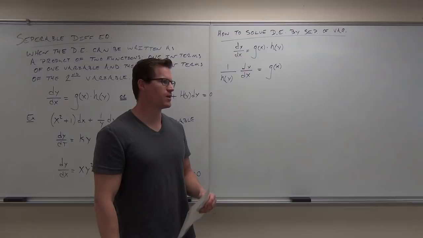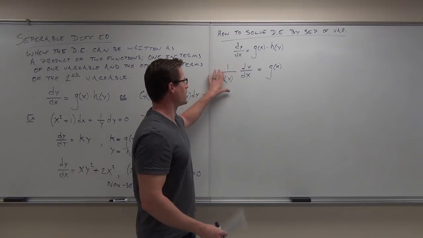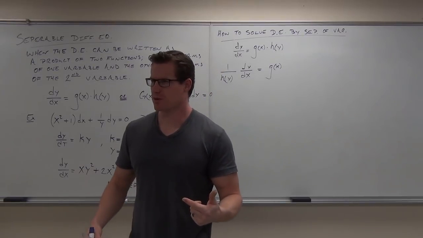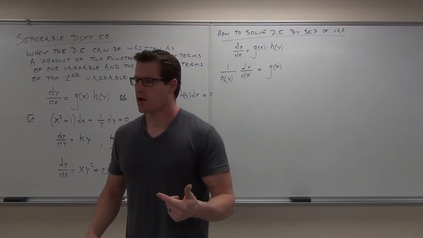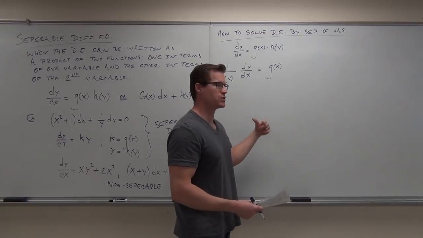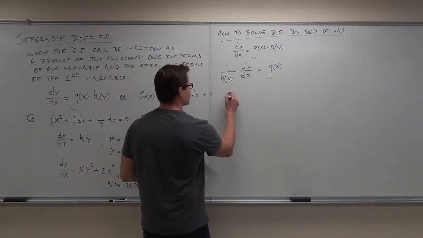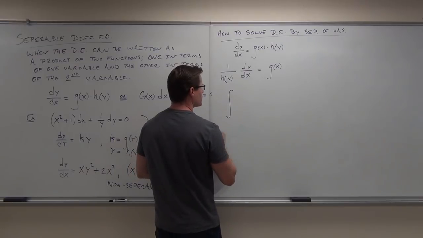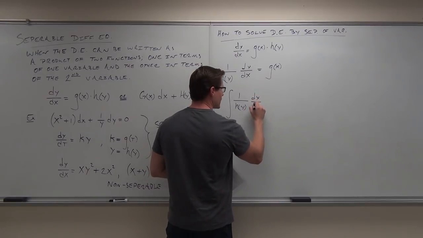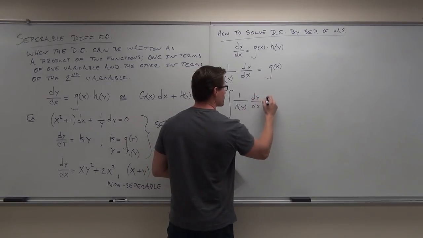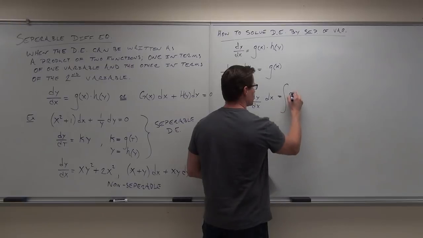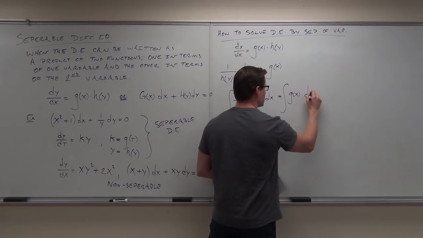Now, here's what's very interesting about this. As soon as we have our y's on one side and x's on the other side, we can do whatever we want to an equation. Do you believe that you can do whatever you want to an equation as long as you do it to both sides? What we're going to do is integrate on both sides of our equation with respect to x. So we're going to have an integral of 1 over h of y, dy dx, with respect to x, equals the integral of g of x dx.